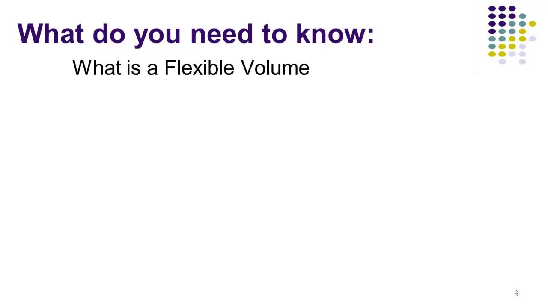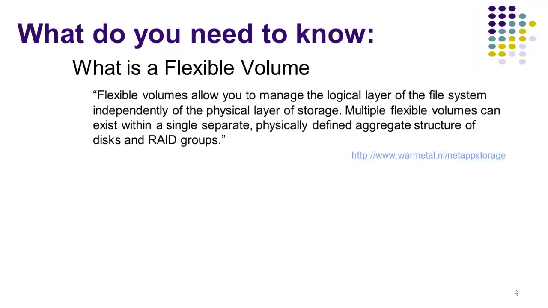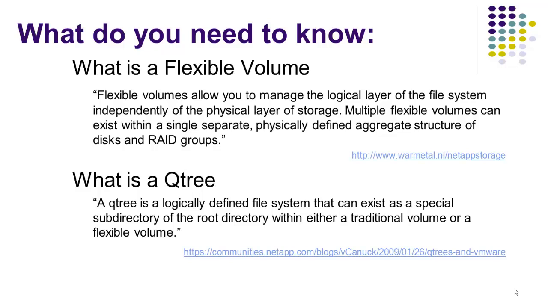Firstly, what is a flexible volume? Basically, a volume is a logical unit of storage that takes space from an aggregate. A volume contains an independent file system image and other options, such as snapshots. A flexible volume just means that the size is not fixed. So what is a qtree? A qtree is essentially a structure you can place within a volume to control quotas on the file system contained within it.